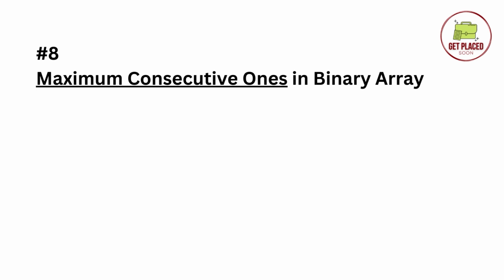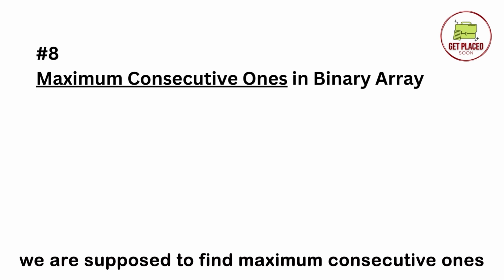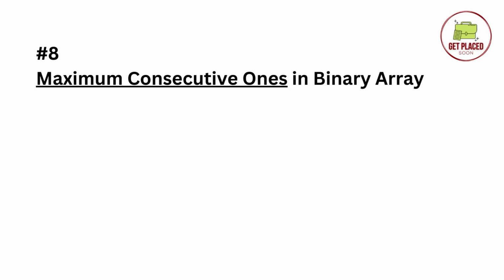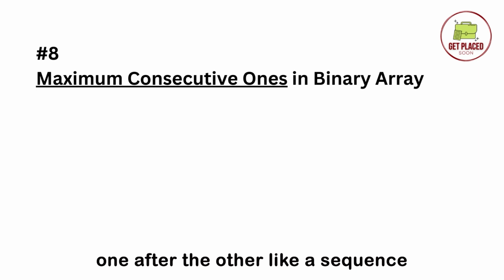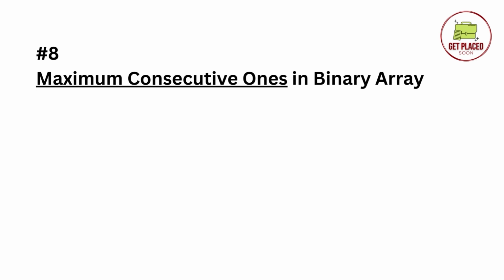Now in that binary array, we are supposed to find the maximum consecutive ones. What is consecutive? Consecutive means coming one after the other, like a sequence. Now you already know in the binary array the elements are 1 and 0, right? So you have to choose one. In the 1s, you have to find the longest sequence of ones. Now let's see how to find that.